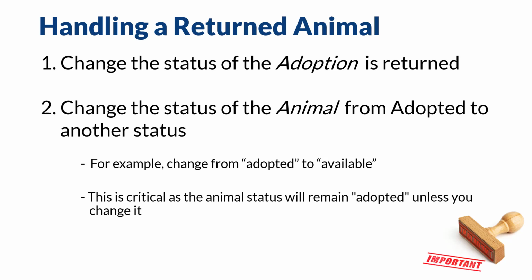To handle a returned animal is a two-step process. First, you need to change the status of the adoption to reflect that original adoption was not successful. Second, you need to change the status of the animal from adopted to something else like available or hold. This second step is very important, as the animal status will remain adopted unless you change it. Now that we know we have two steps to complete, let's go back to RescueGroups.org and complete them.